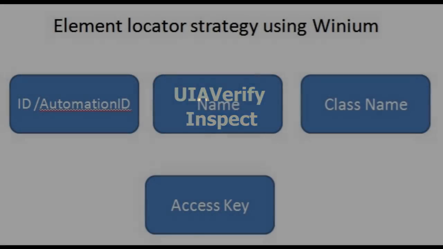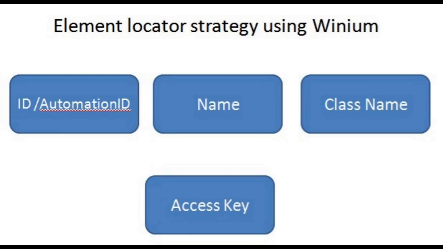an element, let us first understand how Winium identifies an element, because an element may have many properties, but for automation with Winium we just need to deal with only a few properties. Remaining properties are not of use. With Winium you can find elements in four different ways. As you can see here, you can locate an element with its ID or automation ID. If ID is present for an element, then good chances are that the ID will be unique and Winium will be easily able to locate the element.